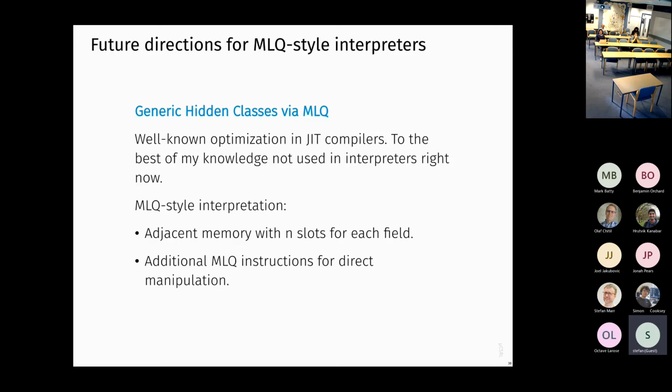For generic hidden classes, it's actually easy in the interpreter because you basically have adjacent memory blocks that are just regular arrays with pointers, and then you have additional MLQ instructions that know that the third element of an object is an integer. So basically you ship a couple of specialized instructions, and then you get highly optimized code to deal with the object interfaces of these classes.